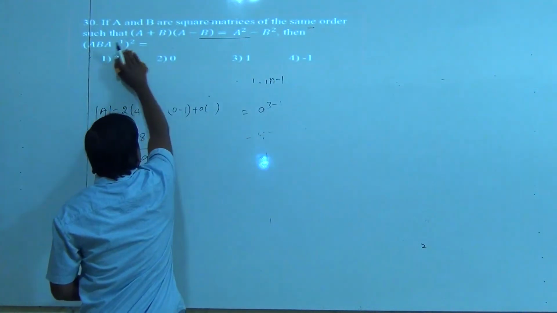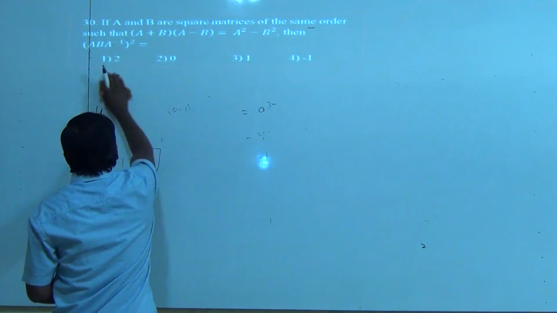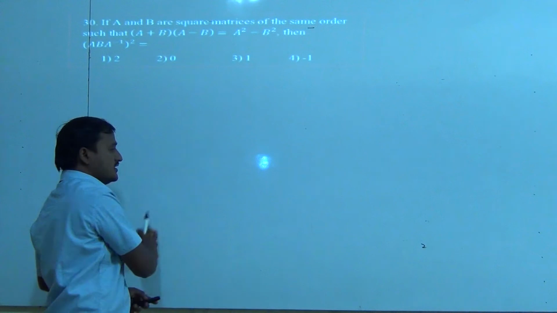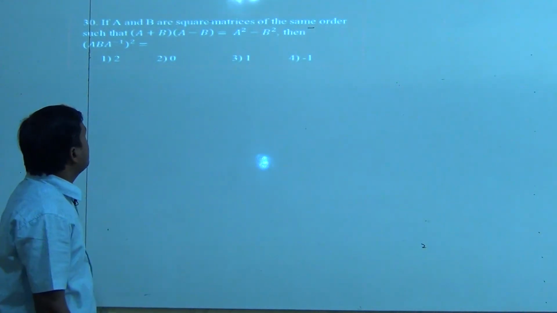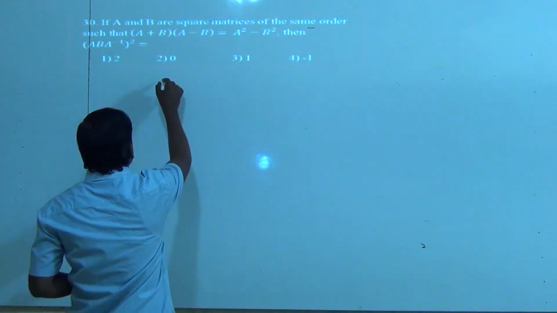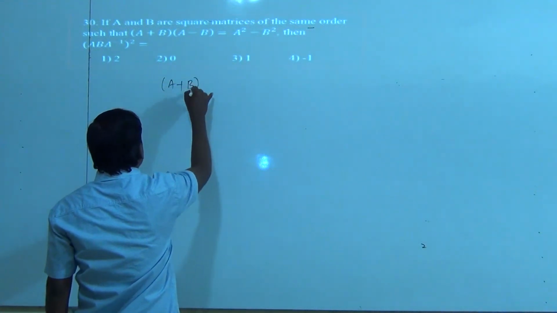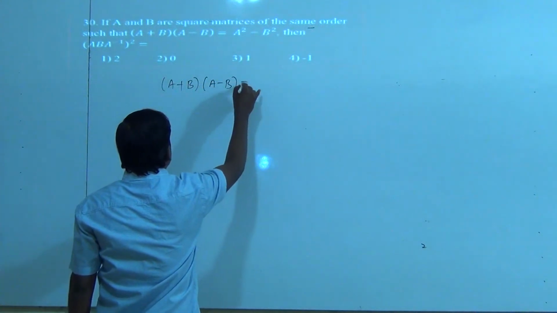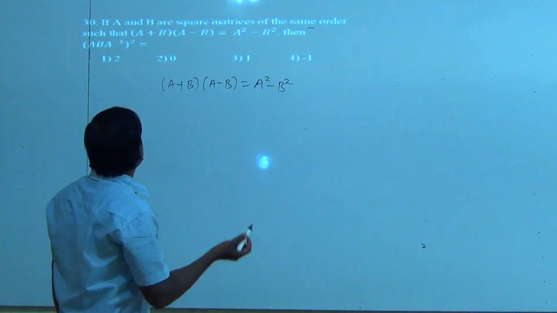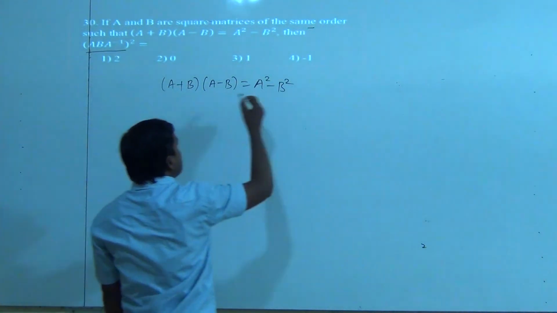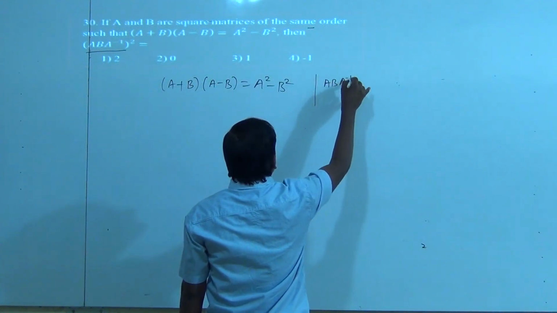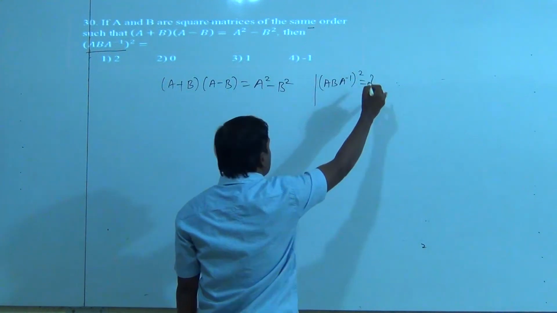Here this question, okay, so here A and B are the square matrices of the same order. Then they are given this relation, that is A plus B into A minus B is equal to, what they have given, A square minus B square they have given. Then what is the value of this one? So here we should find AB into A inverse whole square is equal to question mark.